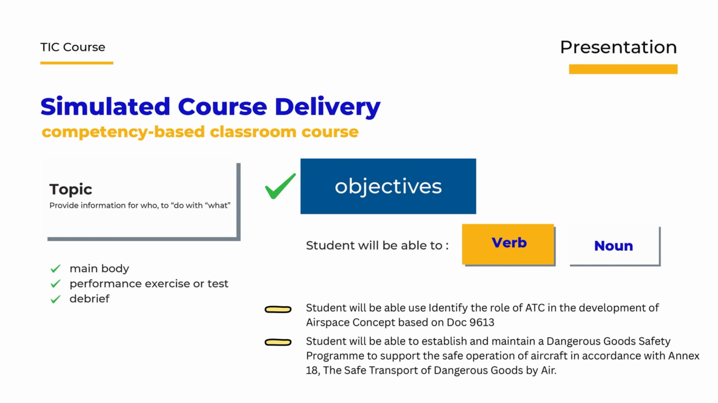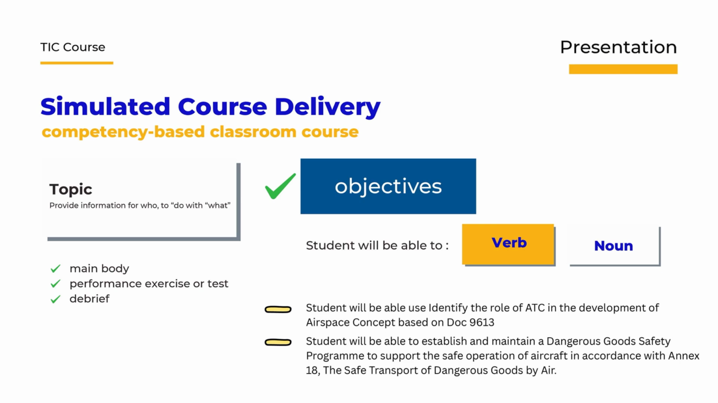The very first step is how to define a learning objective. There is a simple formula to create a learning objective, verb plus noun. For example, as shown in this slide, the student will be able to identify the role of ATC in the development of airspace concept based on Doc 9613. Another example. The student will be able to establish and maintain a dangerous goods safety program in accordance with Annex 18. The first part is how we choose the verb.